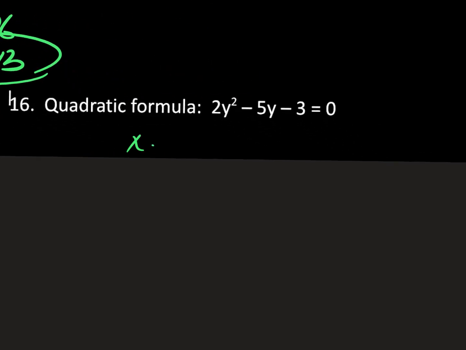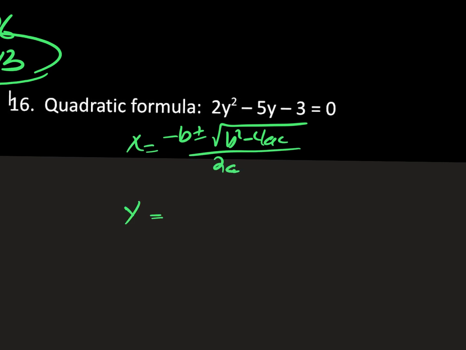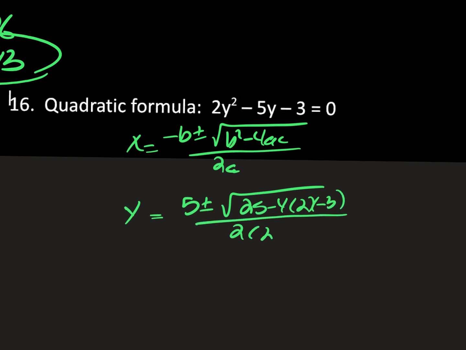Last one, 16, quadratic formula. Here it is in case you need it. X equals negative b, or in this case y, plus or minus square root b squared minus 4ac all over 2a. You got to know that. So y equals negative b, which is positive 5, plus or minus square root b squared, 25, minus 4ac all over 2. And I'm just plugging those numbers in.